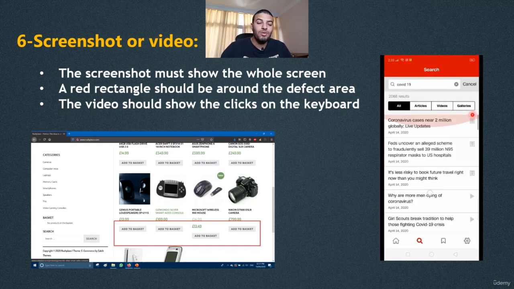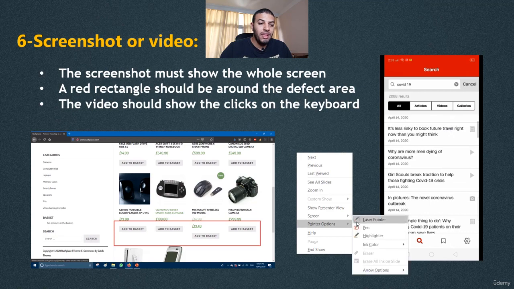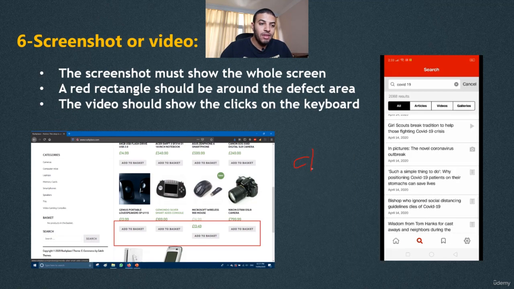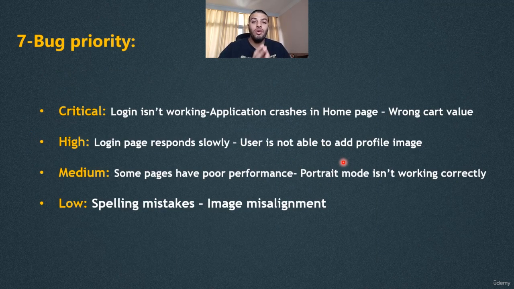This is called tapping, not clicking. So we have clicking, click, click with the mouse or the keyboard. But we say tap on something. So this option should be activated. Then we have the priority of the defect. Okay, is it important or not?